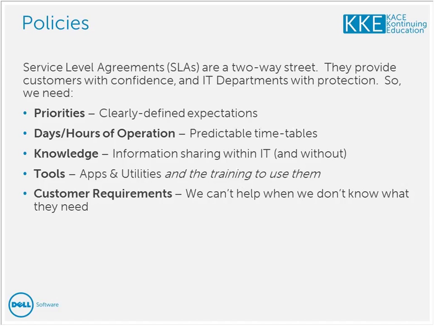So we need priorities. Everybody in and outside of IT needs to know what our priorities are. What are the issues that are more important than other issues? And that leads to predictable timetables. What types of issues are we going to respond to on what kind of timetable? What are the timelines for the different priorities? When can they know they will hear from us?